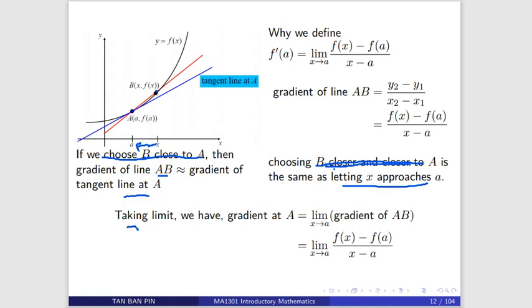So taking the limit means you choose B as close as possible to A. It's the same as choosing x as close as possible to a. Then you see the gradient of the red line will be the same as the gradient of the tangent line at A. And the gradient of AB is just this fraction. So that's why you define the limit as x tends to a of f(x) minus f(a) over x minus a to be the gradient at a.